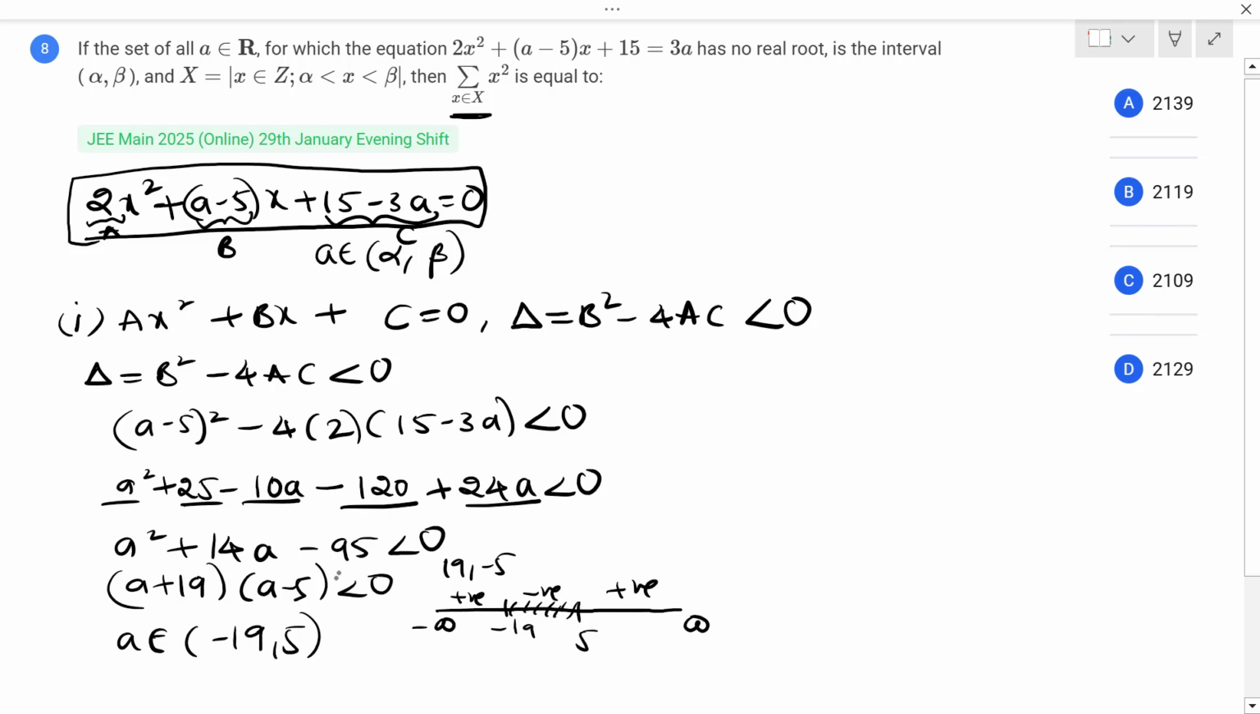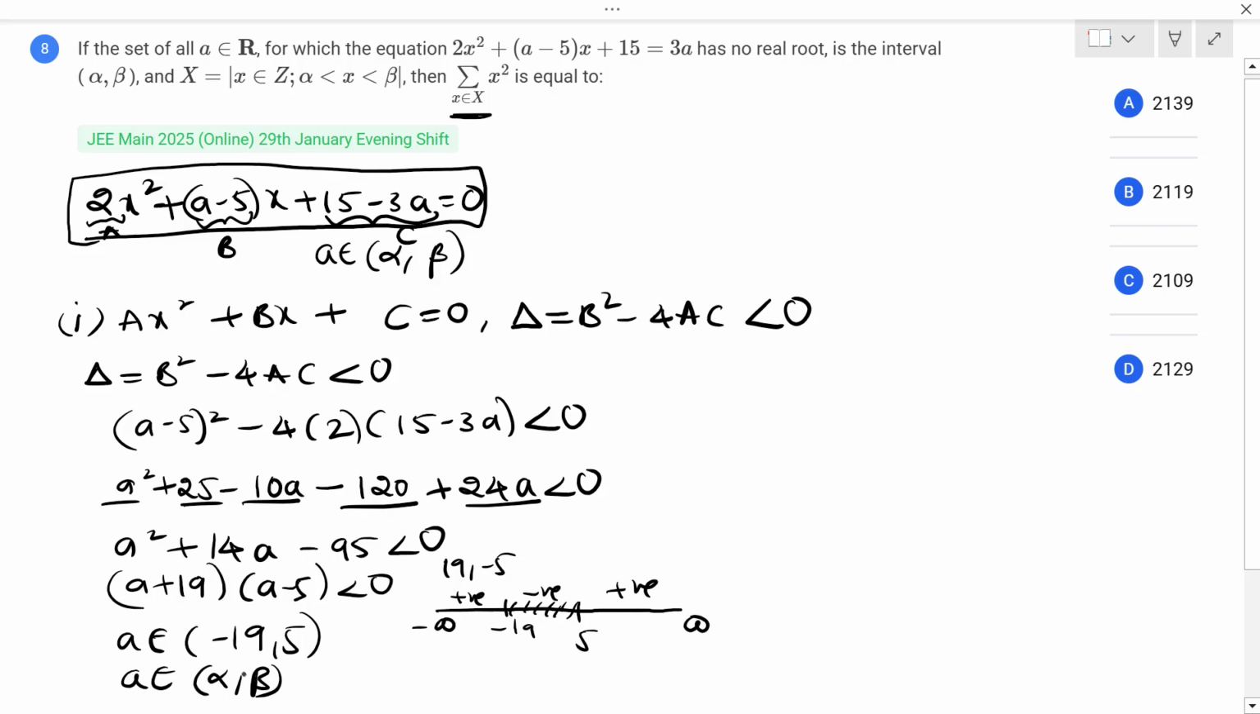Because there is no equal to here, so it has to be open bracket, minus 19 to 5. This is step 1 of the question. What is step 2? If you see step 2, he is saying to collect a values from alpha to beta. So I have collected a values from minus 19 to 5. If I compare, a belongs to alpha to beta. Of course, alpha is minus 19 and beta is 5.